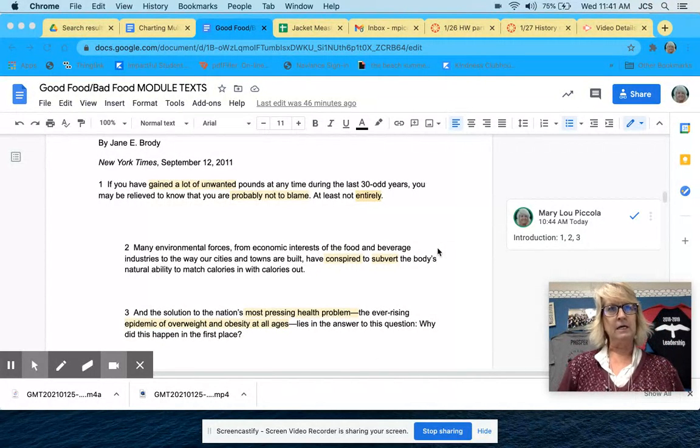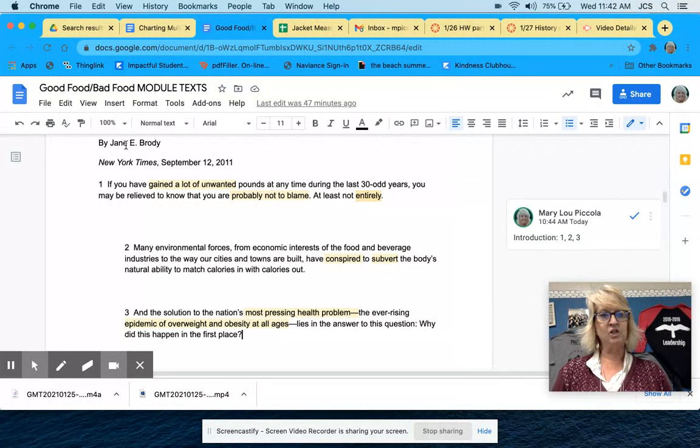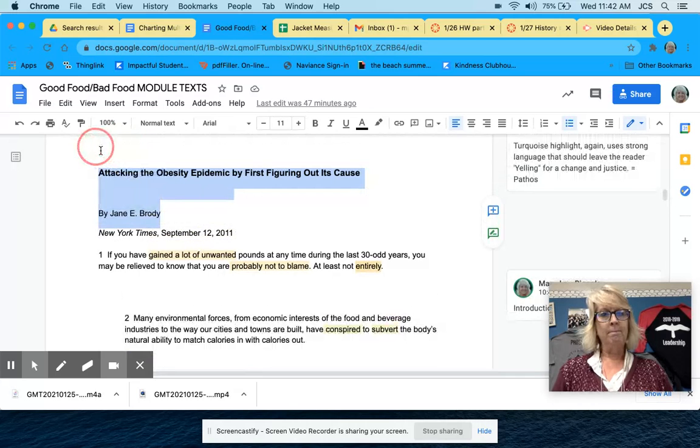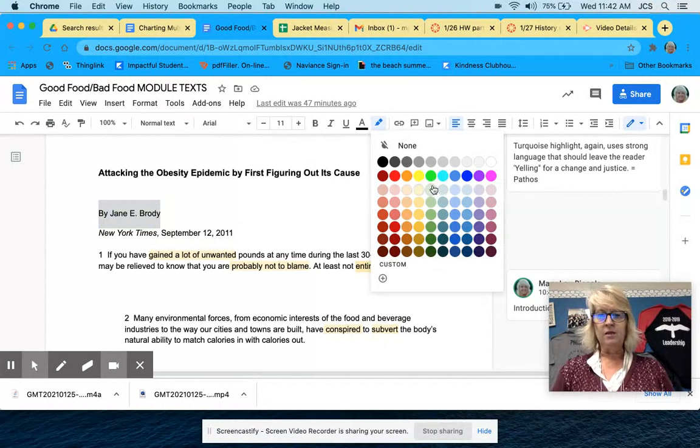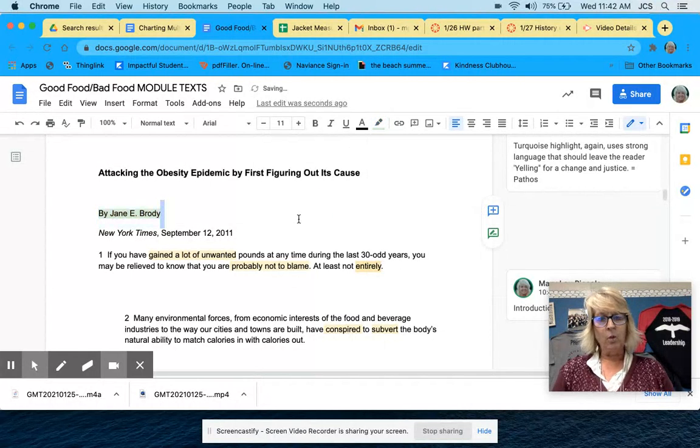Logos is locating facts or data related comments or words that would help boost the author's ethos. Remember, ethos is the author's credibility. Does Jane Brody have the authority to write this? So I'm going to go ahead right now and highlight Jane Brody's name because that's the author. And the ethos, I'm going to say, well, I wonder who she is.